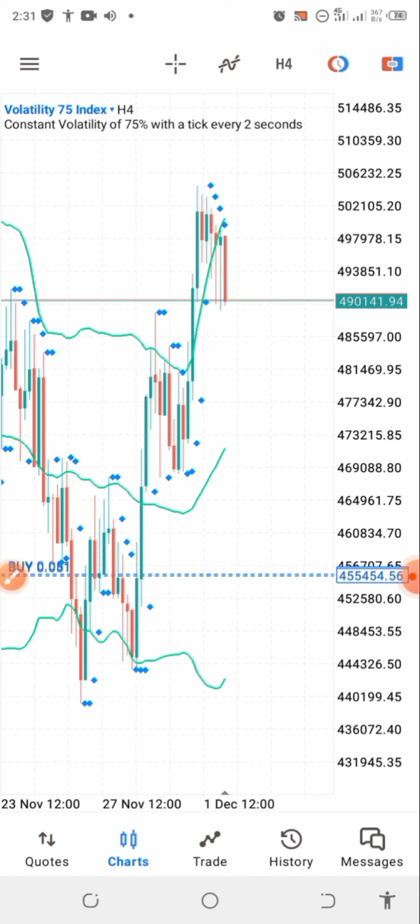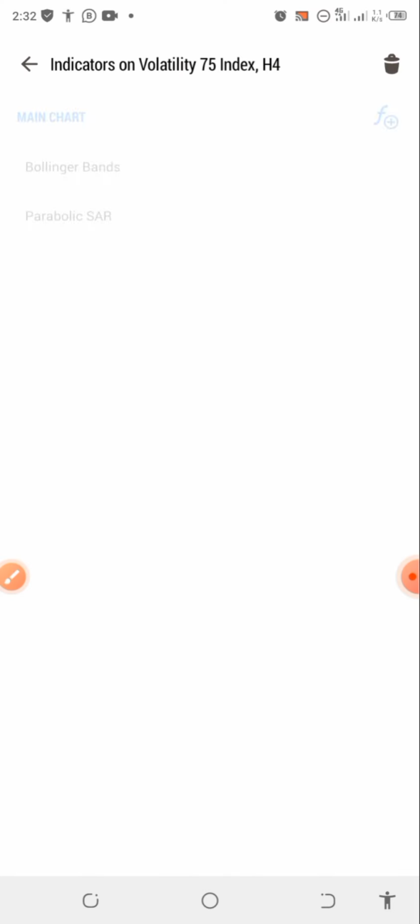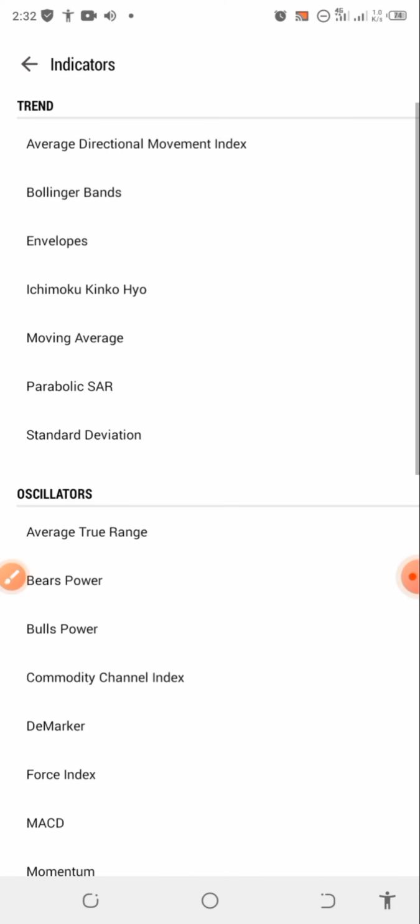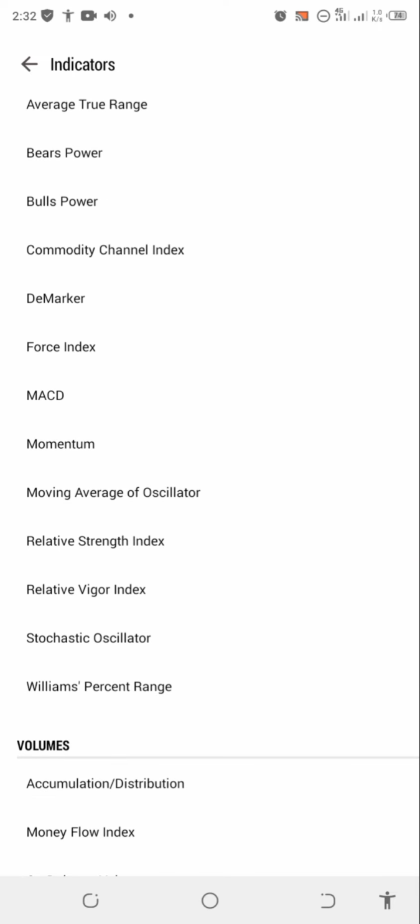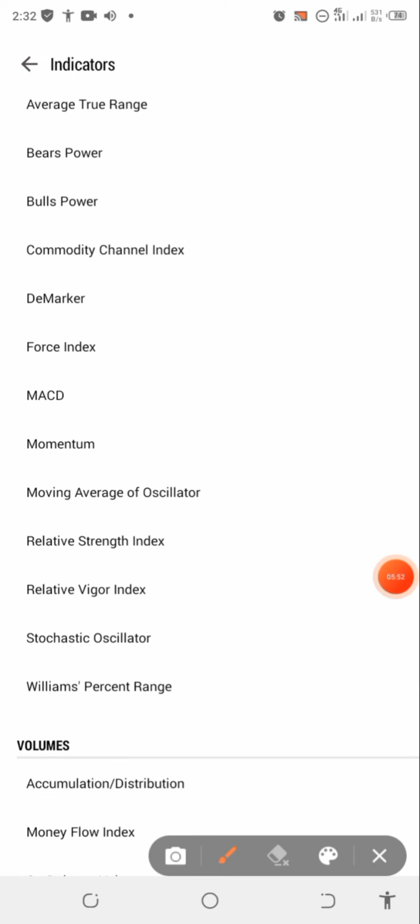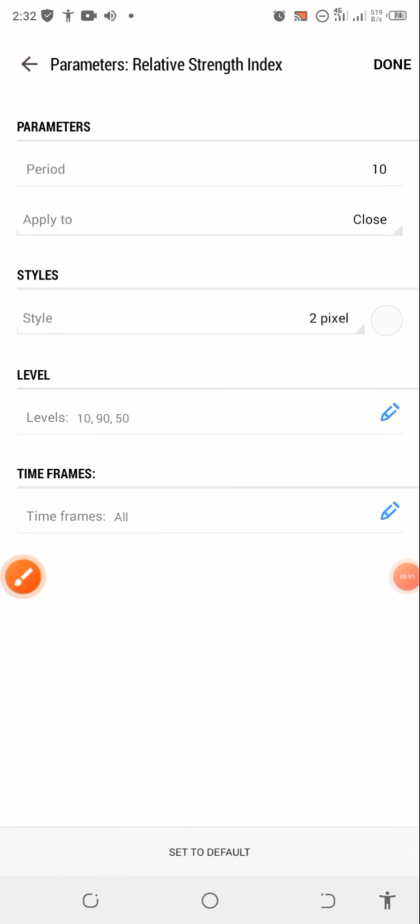So these are all the indicators that you need in your main chart. Now the next indicator is going to be in our indicator window 1. When you click on the F plus, it's the same thing. We just click on the F plus right here and search for your RSI, the relative strength index. When you click on it, these are the parameters for the relative strength index. The period is going to be 10.